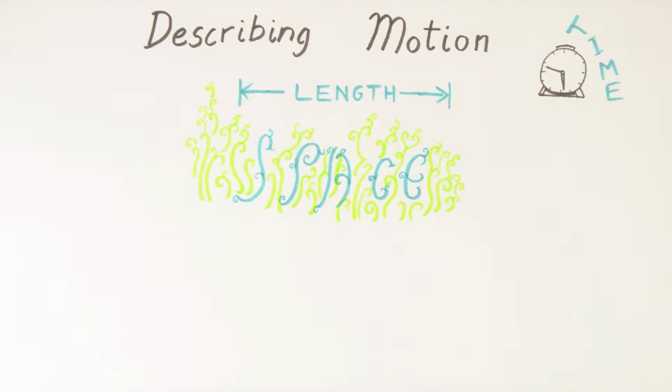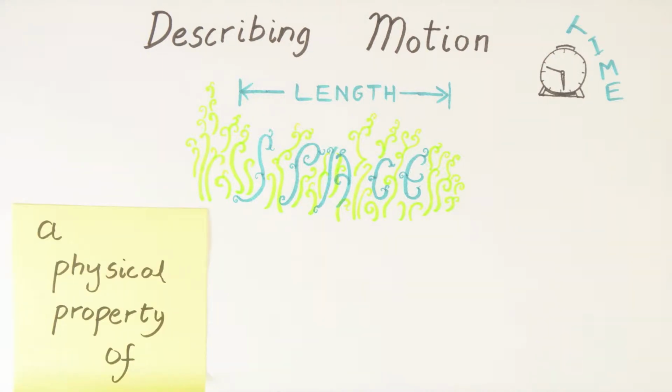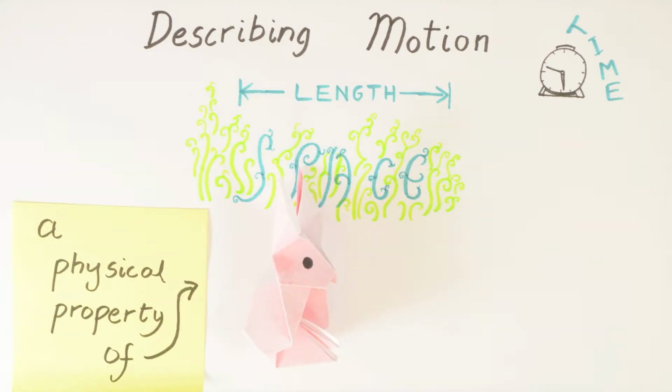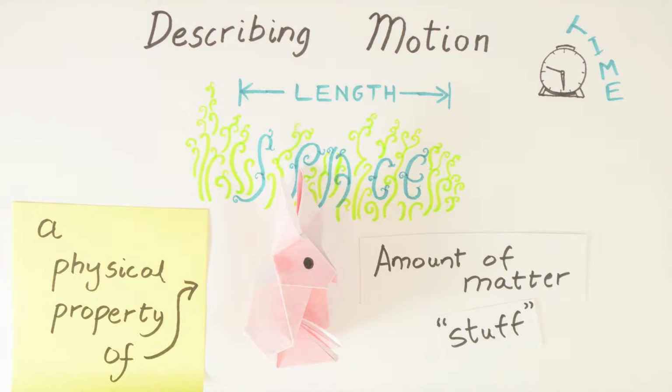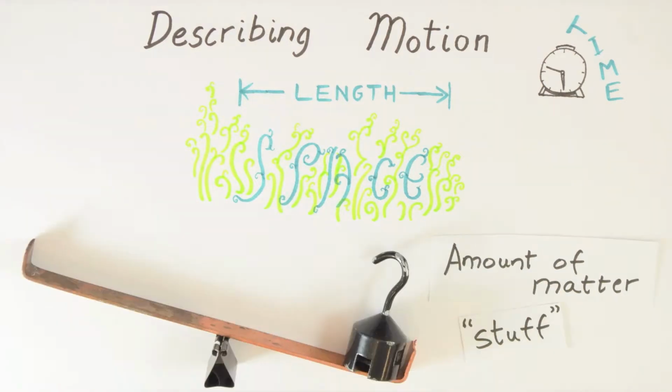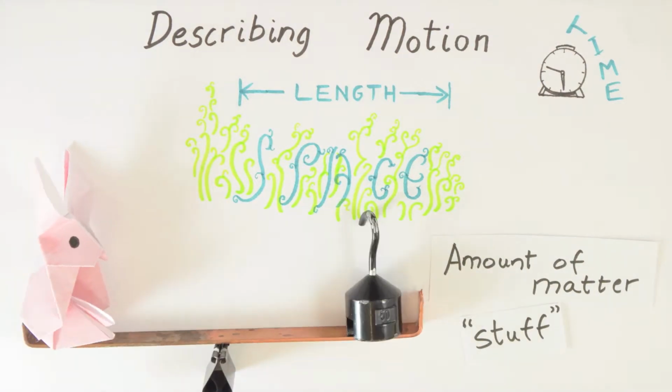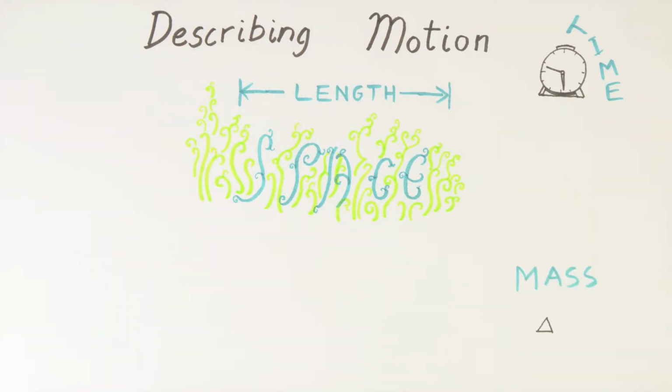Less obviously, we'll typically need a third quantity which describes a physical property of the object itself. Roughly speaking, the amount of matter the object contains. For this, we will use the physical quantity of mass. A little bit later, we'll discuss why mass plays a key role in understanding and predicting motion.